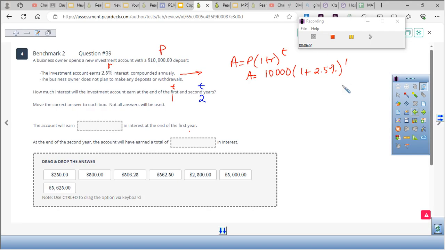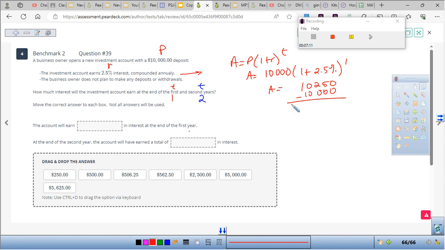We're going to subtract the 10,000 which she initially deposited, which leaves me 250. So A is all of that together, the total, the principal and the interest together. Then we subtract the principal, the 10,000 initially deposited, to see how much it grew in interest. So the interest is going to be $250.